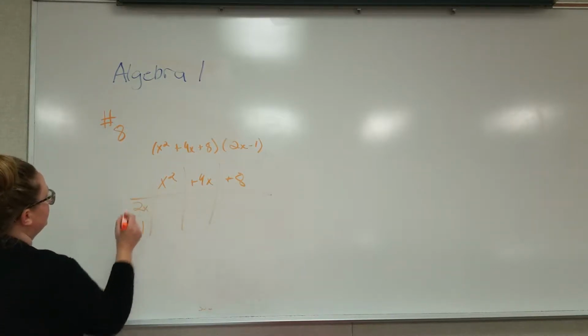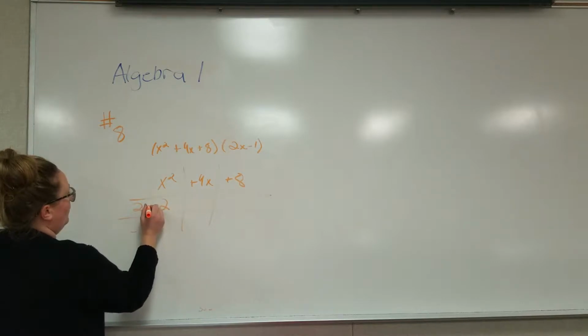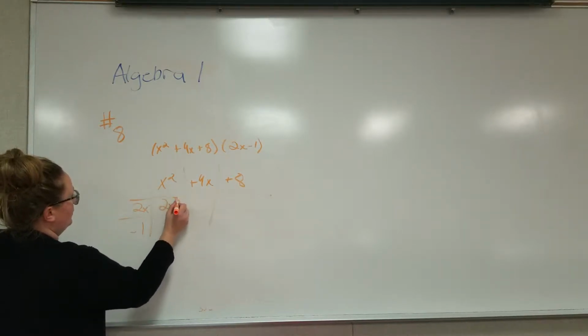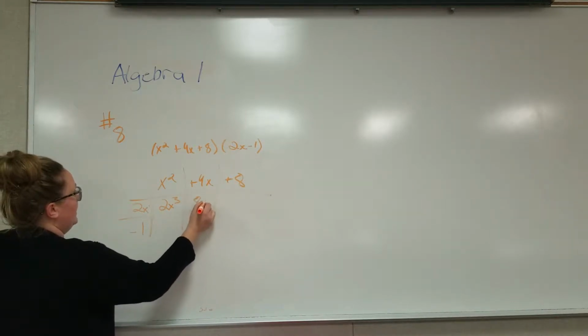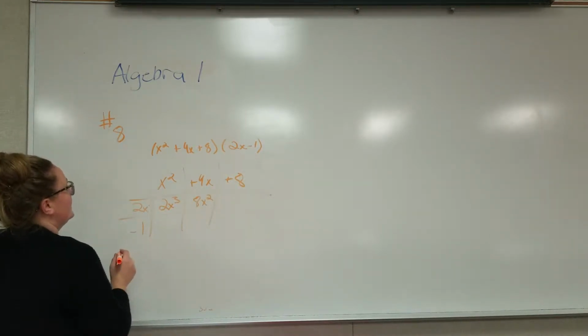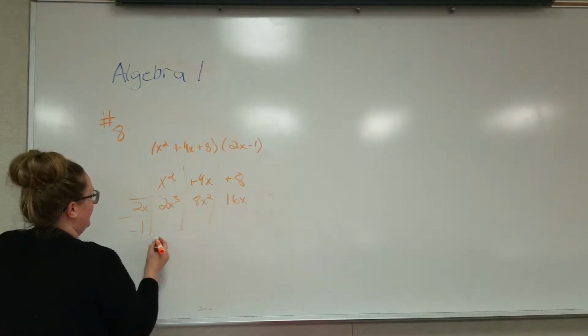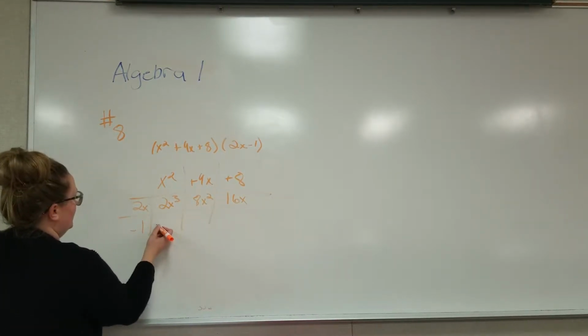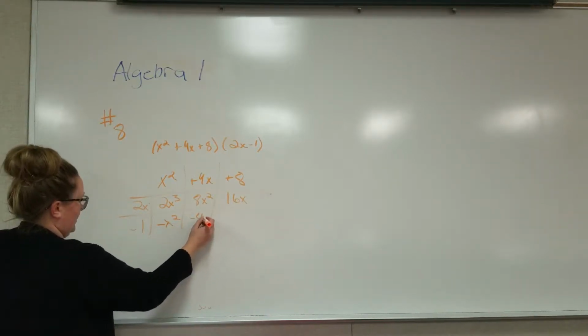So 2x times x squared would give you a 2. 2 times 1 is 2, and then 1 and 2 would give you x to the 3rd. Second here, it's going to be a 2x times 4x is 8x squared. And last, the 2x times 8 is a 16x. Then bottom, times the negative 1 is going to give you a negative x squared, negative 4x, and a negative 8.